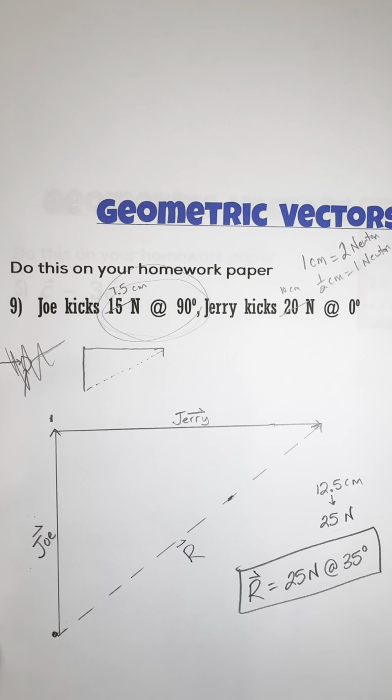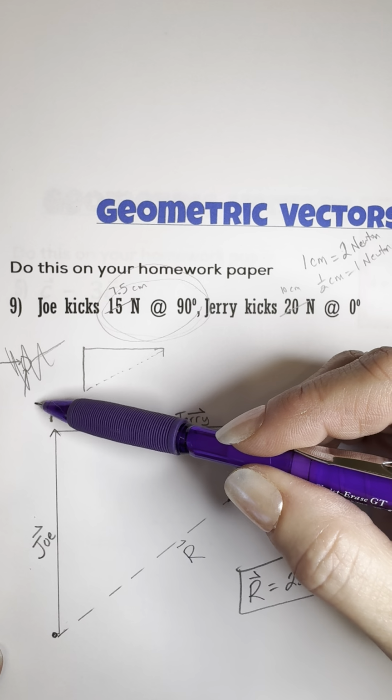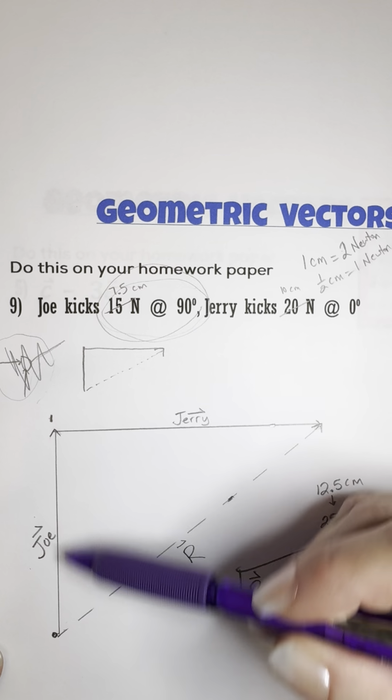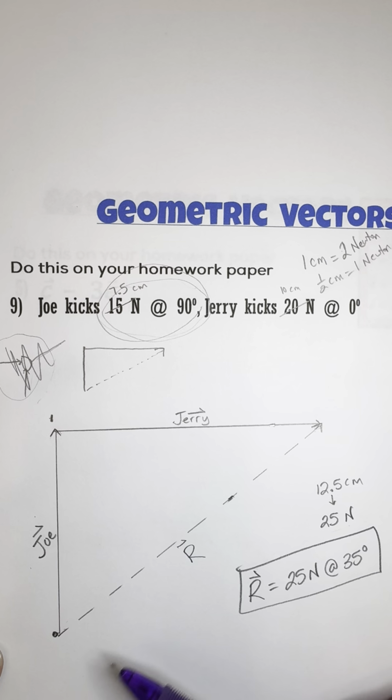Okay, so that was our first one. I hope that sort of makes sense. Even though I'm not drawing it like I did up here, where they're hitting it at the same time, I'm doing this tip to tail business, and it still gets me to my resultant appropriately. All right, I'm done with number 9. Let's move on.